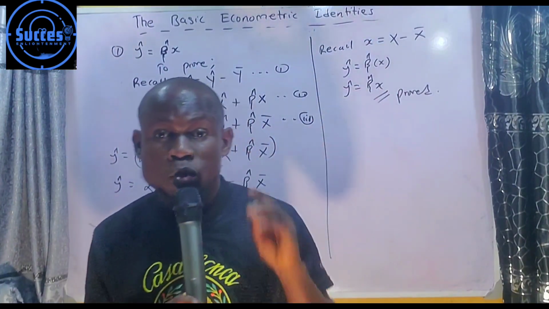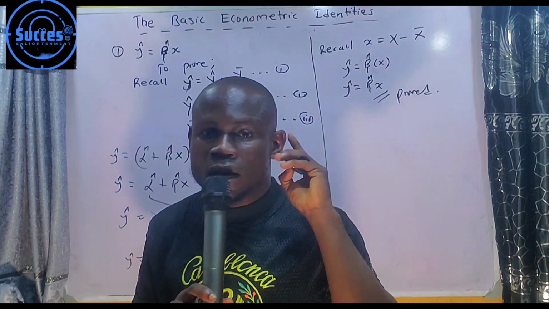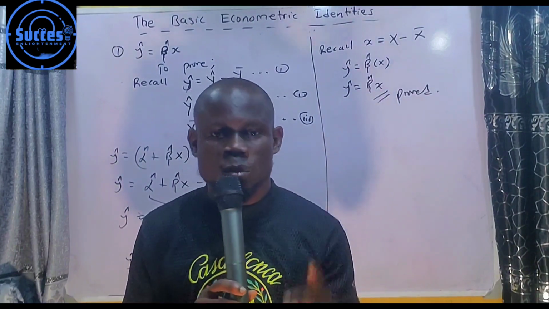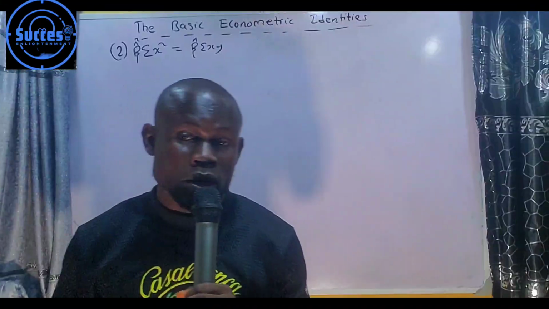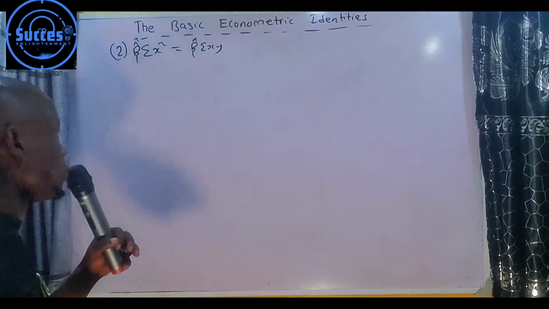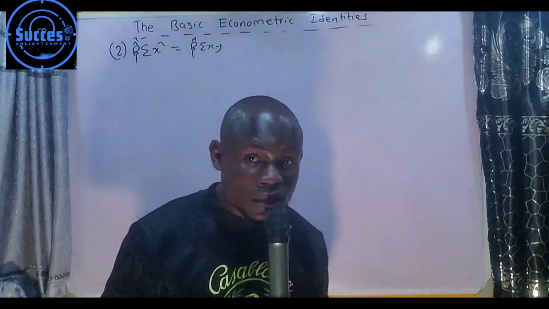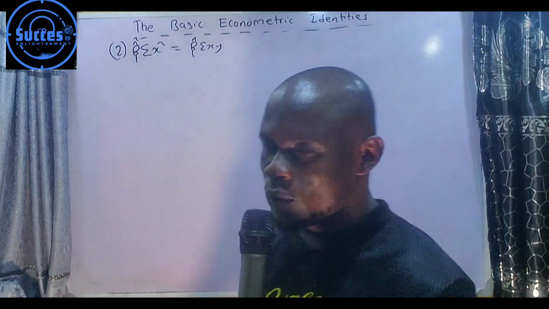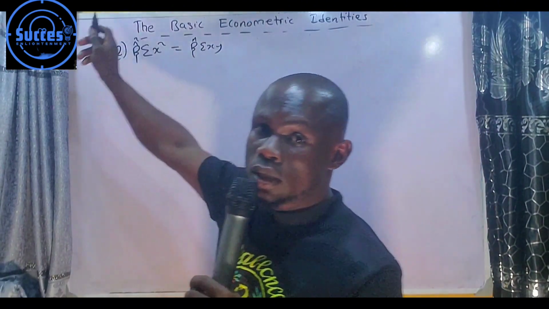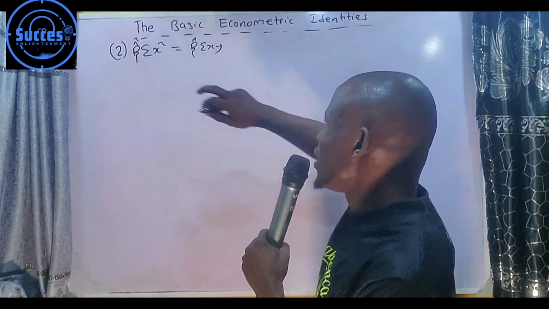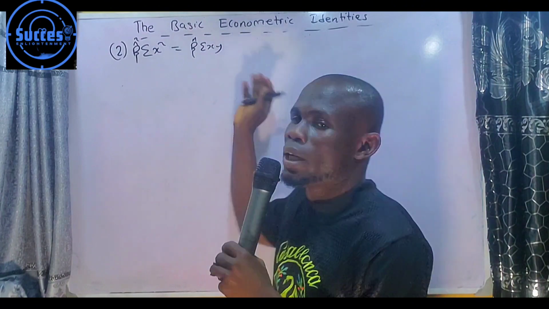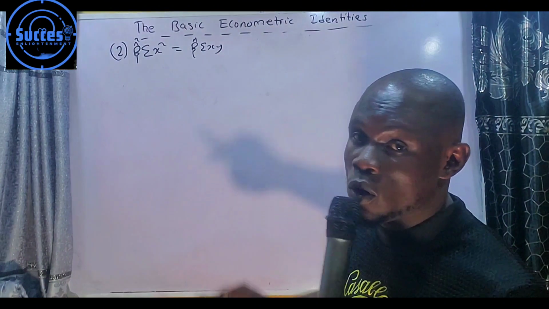Let's go straight into proving the next econometrics identity. This is the second basic econometrics identity that will be proven in this video. We look at it. We want to prove that beta cap square summation x square is equal to beta cap summation xy, everything x and y here in small letters.